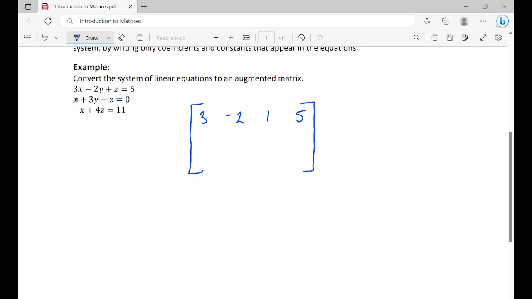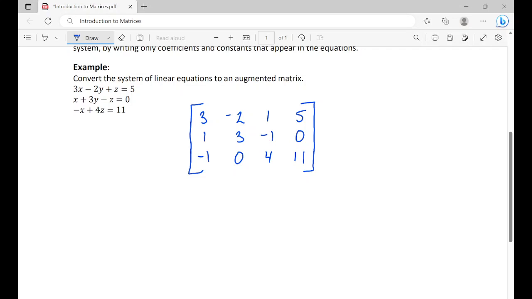Now I'm on to the next one. 1, 3, -1, 0. So 1, 3, -1, 0. And then here I have a -1, missing a y, so that's just an automatic 0, a 4, and an 11. So -1, and again we're missing y, so I can say that the coefficient is 0, 4, and 11.